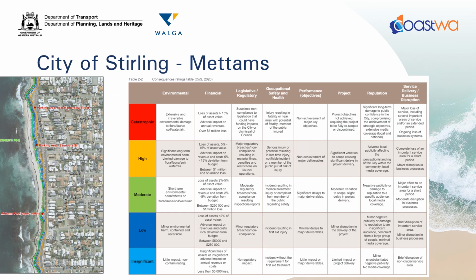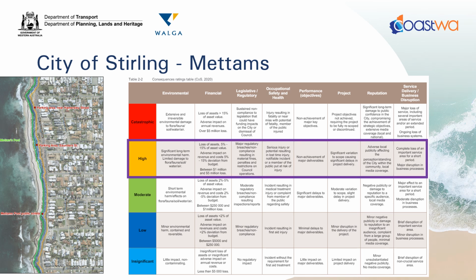Looking at the consequence scale, so again a fairly standard consequence scale, though noting that it's got environmental, financial, regulatory, OHS, performance objectives, project, reputational, service delivery. It's got all these different criteria that need to be considered. When they've looked at this and they've gone through and completed their assessment, they've found that it comes out as a high level of consequence as the most significant rating.